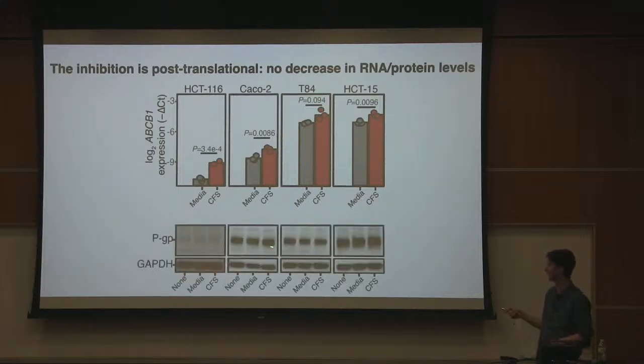At the protein level, we didn't see any differences. So this is just a Western blot looking at PGP in either controls, the bacterial media, or the cell-free supernatant, and you can see they all look the same. And so this suggests that whatever Elenta is doing is downstream of translation.